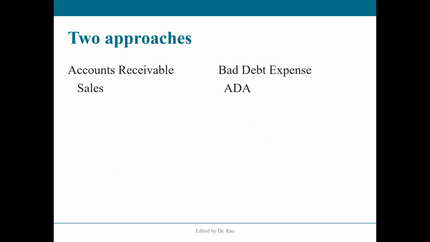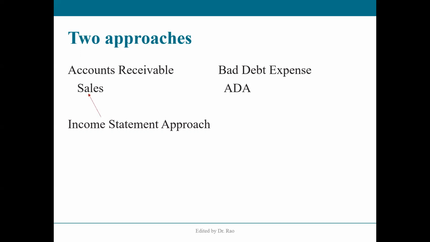Now, I have to decide on how I'm going to come up with that calculation of bad debt expense. So there are two approaches. The first one is called the income statement approach, and the second is called the balance sheet approach. Let's take a look at the income statement approach first.